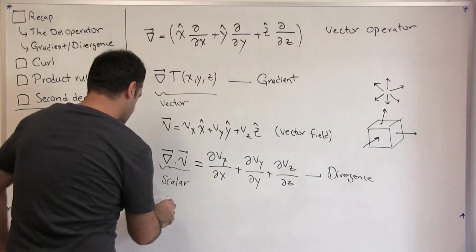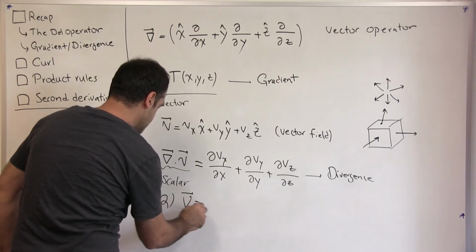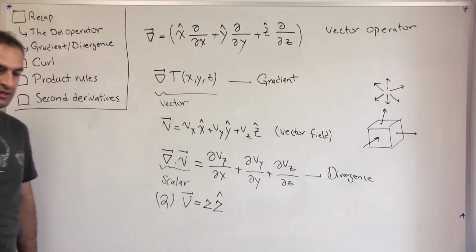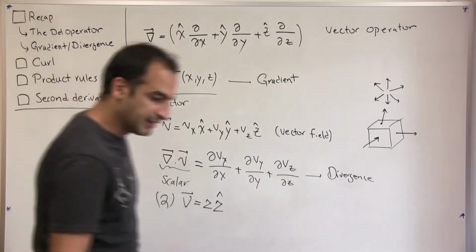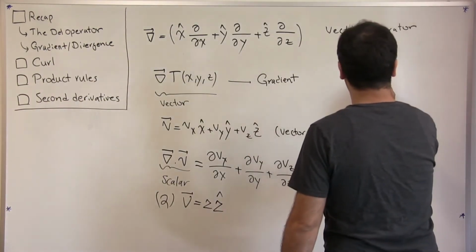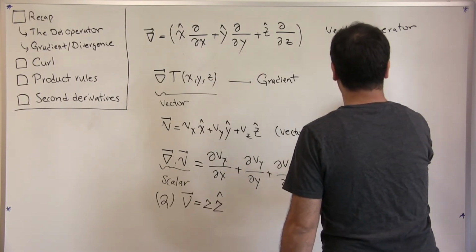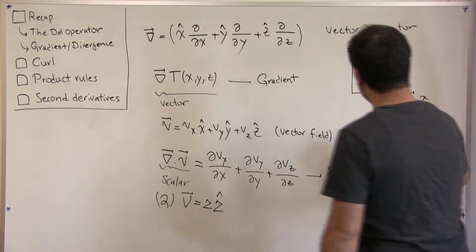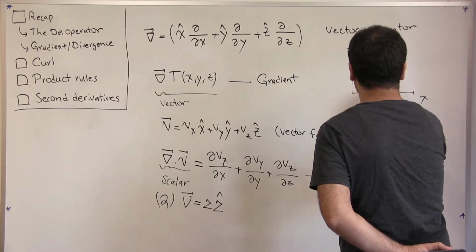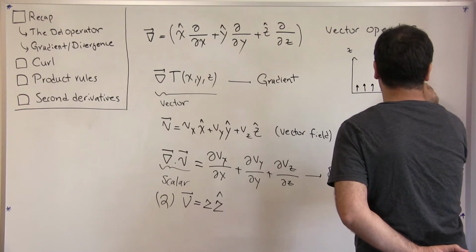And that is example number 2. V is Z times Z hat. Okay, so if you want to draw a field like this, I'm going to do it on the top here. If this is the Z direction and this is X, you're going to get lines like this. Pretty uniform in one direction, okay?